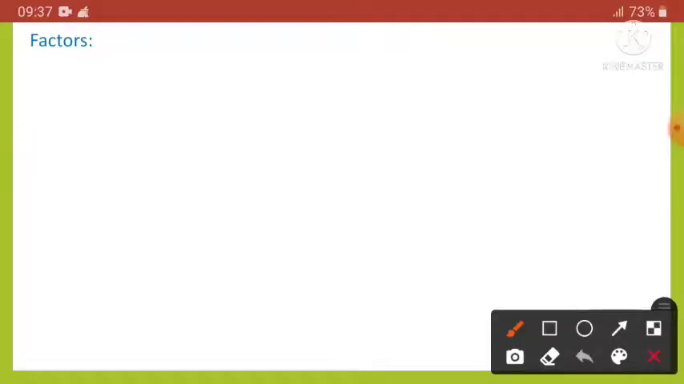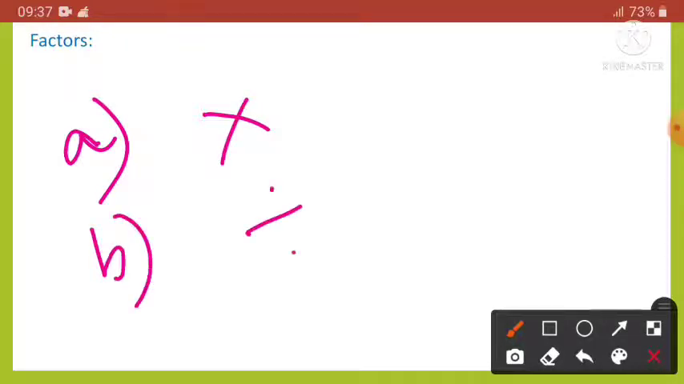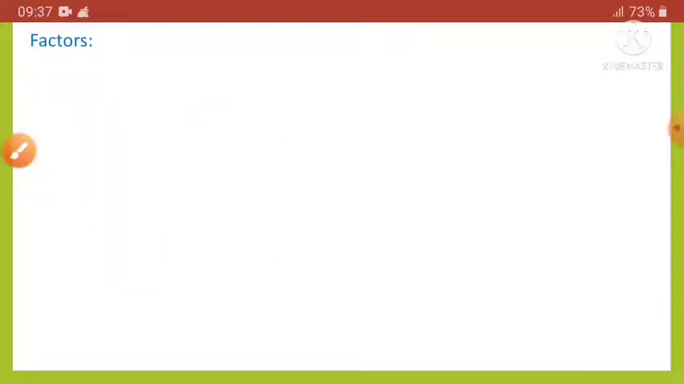Now the next question is how to find the factors. We can find the factors by multiplication method or by division method. Okay, got it? We will be doing some examples later on. Okay, so stay here.